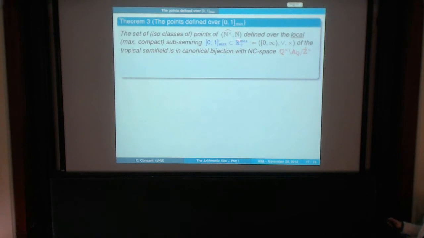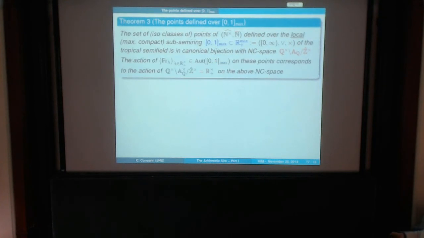So the set of isomorphism classes of points defined over the local maximal compact semi-ring, so this is like the ring of integers in Z max plus of the tropical semi-field. Sorry, R max. I read R plus max, is in canonical projection with this non-commutative space. And the action on these points corresponds to the action of this quotient of the Adele group A cross Q modulo Q cross, but then you always have to implement this quotient by Z hat cross, because it was already there. Yes, it will arrive. Yes, indeed.